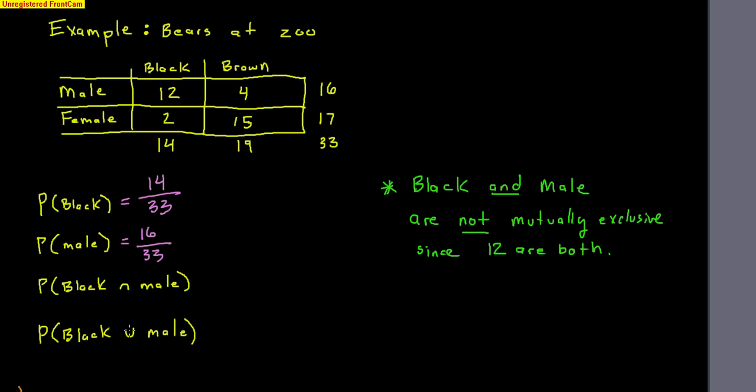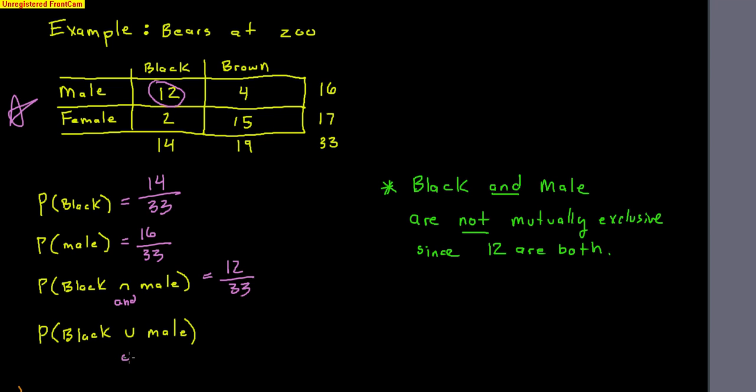Okay, now this next one is pretty easy as well. Black and male. So this is black and male. Remember that upside down U means "and." So this is specifically how many bears are both male and black. So that's looking right here, right? These are the 12 bears that are male and black. So again, that's pretty easy as well. 12 out of 33. I love these charts. Charts like this make probability so simple.